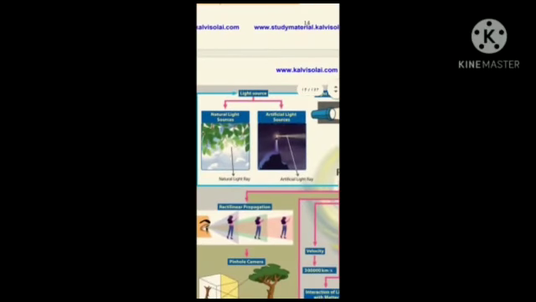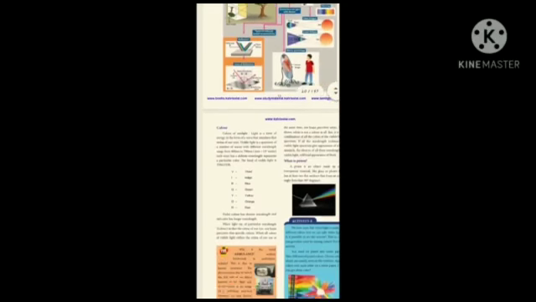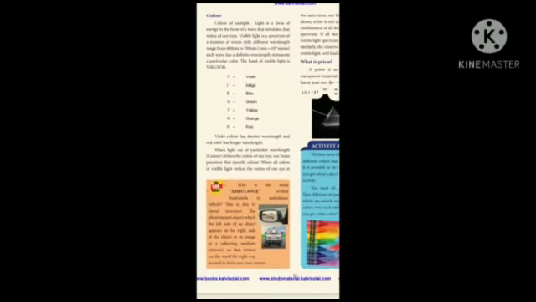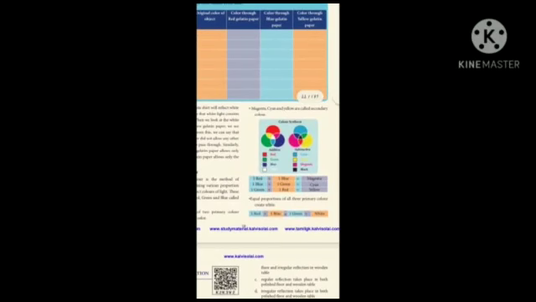Next, we see about color. Color of sunlight. Color is a form of energy, in the form of a wave that stimulates the retina of our eyes. Visible light is a spectrum of a number of waves with different wavelengths ranging from 400 nm to 700 nm. The band of visible light is VIBGYOR: V indicates violet, I indicates indigo, B indicates blue, G indicates green, Y indicates yellow.